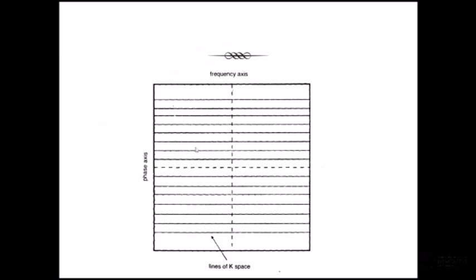So again, just as I said before, frequency axis, phase axis, these are our individual lines of K-space. But we need to fill all of that K-space out for our scan to be finished. So if we're running a scan for 6 minutes and we terminate it before that 6 minutes, so we haven't filled out all the K-space, we're not going to get an image. We need to fill out all the K-space to have an image.